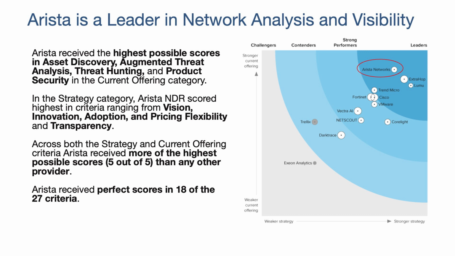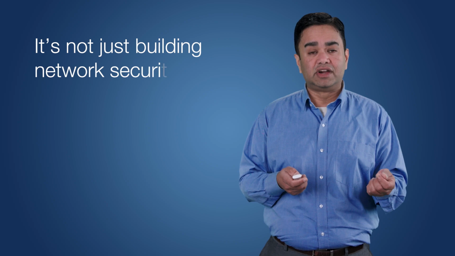Finally, we're incredibly proud to be a leader in this space. Arista was named a leader in network analysis and visibility by Forrester in 2023, with great scores in a variety of categories, from identifying all of the devices on the network, which is really important to zero trust networking, to then being able to take action based on bad behaviors or threat detection and very quickly isolate a device or quarantine a device. This comprehensive offering that we've presented today allows you to not just build network security, but to build a secure network.